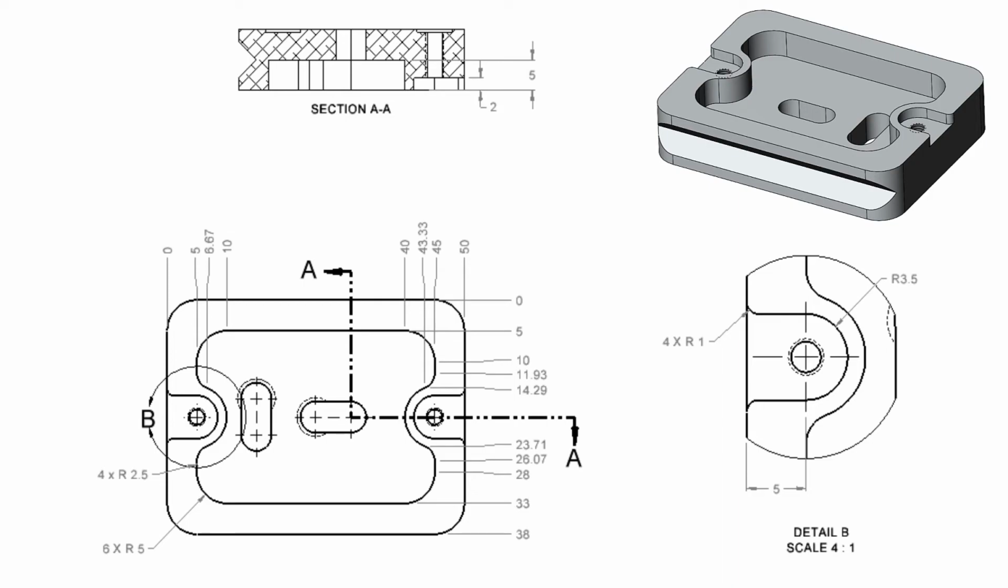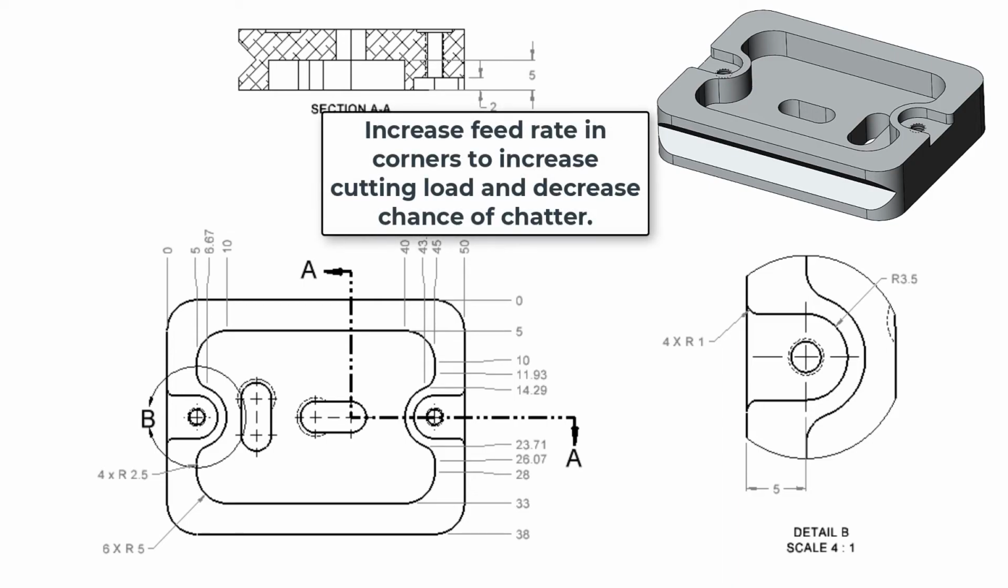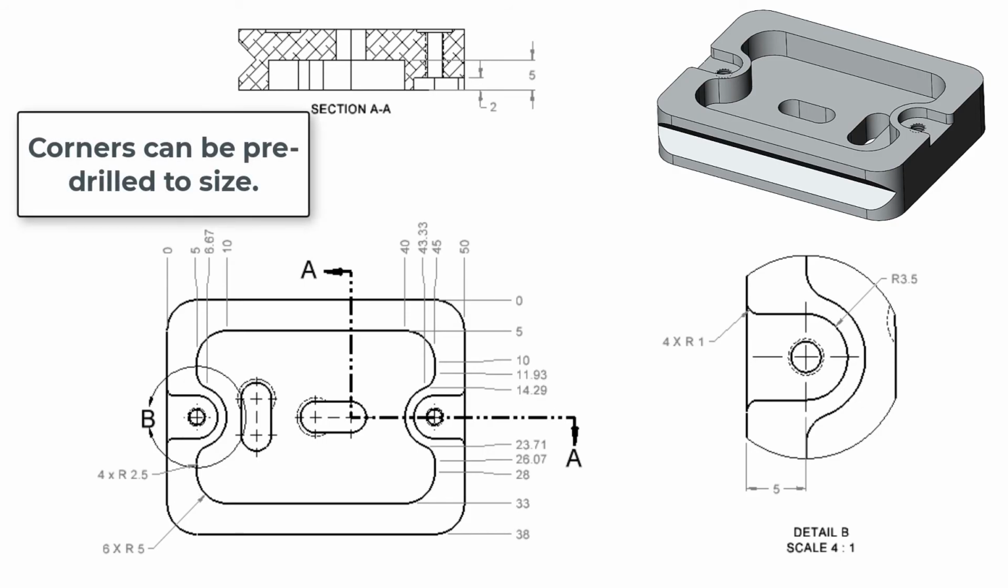To avoid chatter, a smaller radius cutter is used and the feed rate may need to be sped up so the cut load is increased, thereby reducing the chance of chatter. When a smaller diameter cutter cannot be used, the corners can be pre-drilled. In the next video, I'll demonstrate how to code the open pockets.